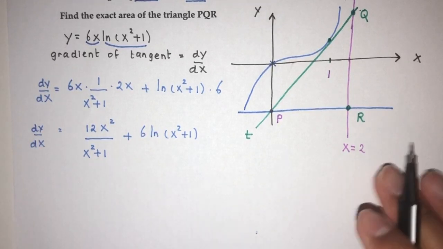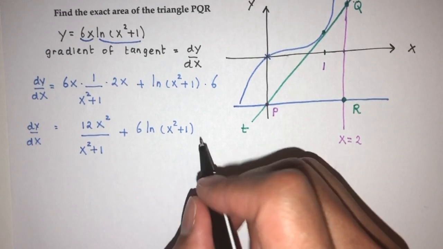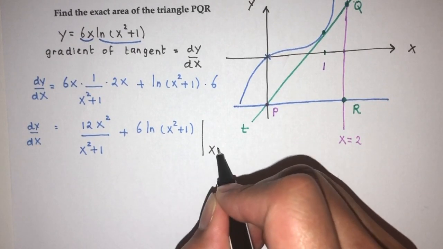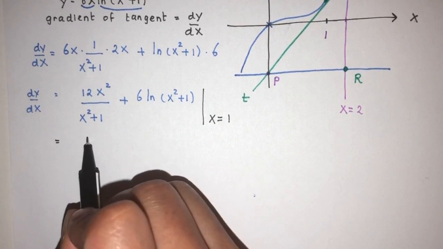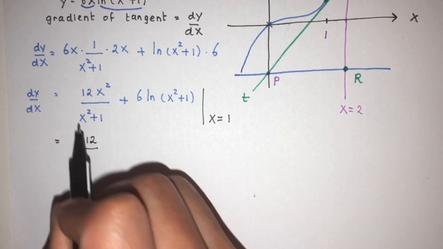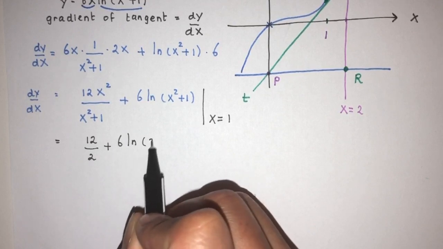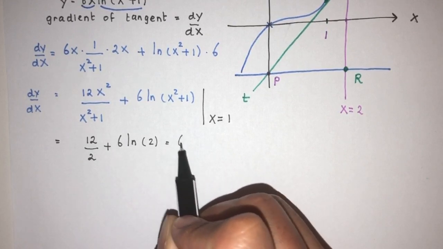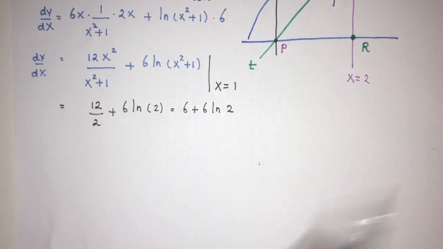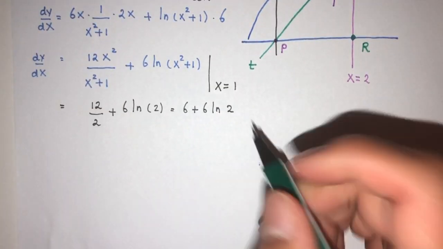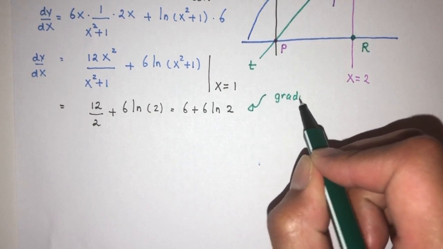Now, as it is a tangent at the point x equal to 1, we have to replace the value when x equals 1. What is the value of dy by dx? That will be 12 over 2 plus 6 ln of 2, which becomes 6 plus 6 ln of 2. So we found the value of the gradient of the tangent. The gradient of the tangent is equal to this value.